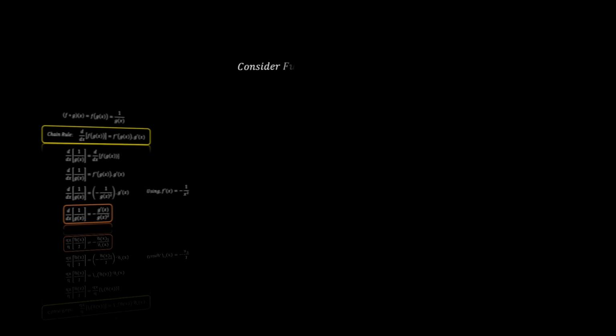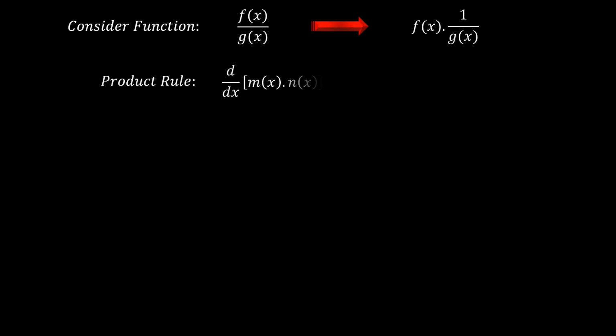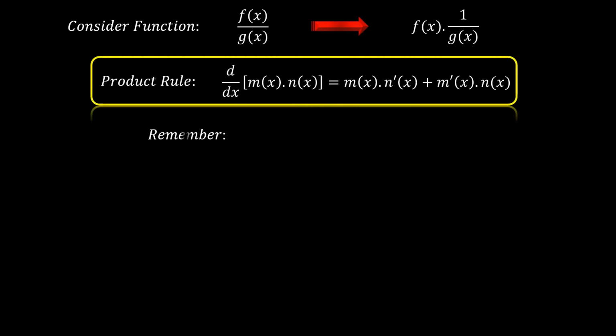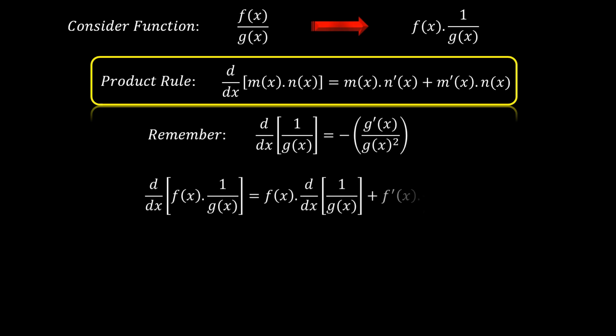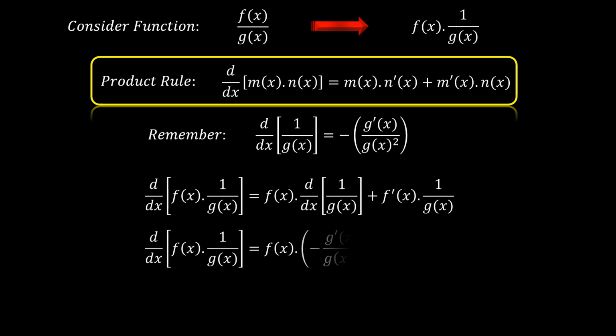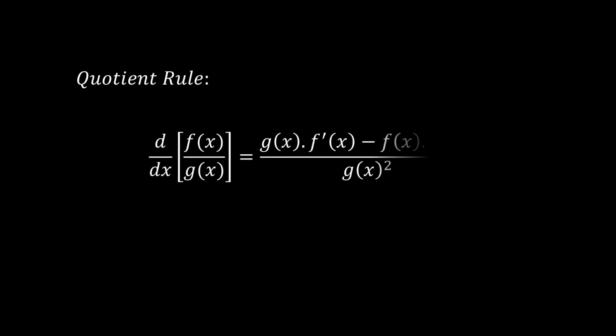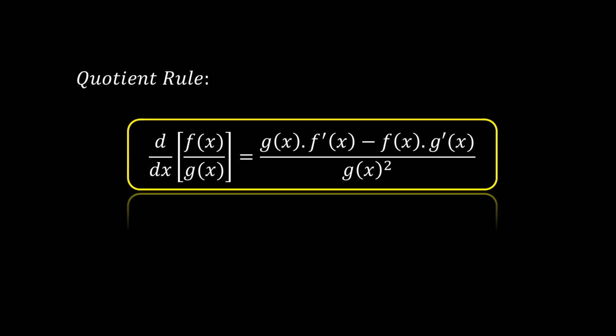Now let's consider the quotient of two functions, f of x over g of x. We can also write it as f of x times 1 over g of x. Using the product rule on this function, and the derivative value of 1 over g of x, we can evaluate the derivative of our function. After simplifying the expressions, we get the derivative of f(x) over g(x), which equals g(x) times f dash x minus f(x) times g dash x, whole divided by g of x squared.